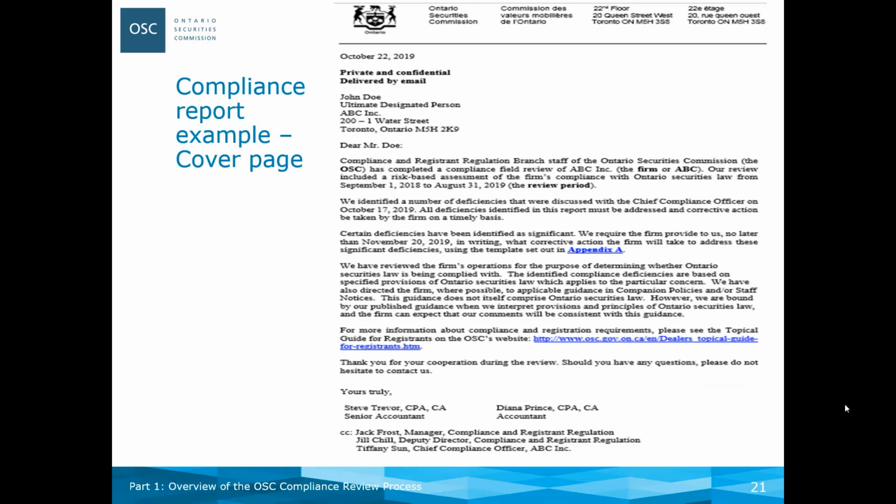The next few slides will present excerpts from our revised compliance report. So on the screen is a cover letter that accompanies our compliance report. As you can see, the report is addressed to the UTP and the CCO is copied. It references Appendix A, which is the response template we want firms to use when responding to significant deficiencies, and it includes a hyperlink to the topical guide found on our website for additional information on the compliance process.